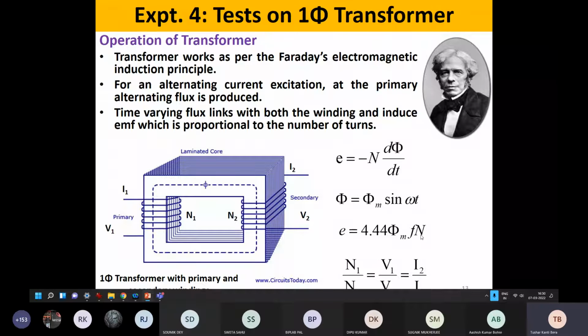Now if we put the value of N here in this equation, that is the RMS value of the induced EMF, we can get the formula that N1 by N2 equal to V1 by V2 equal to I2 by I1. That equation may be familiar to you because a little bit of transformer principle is also taught in the 10+2.